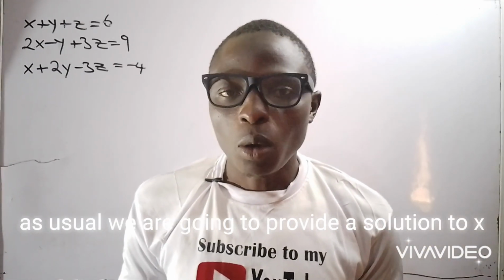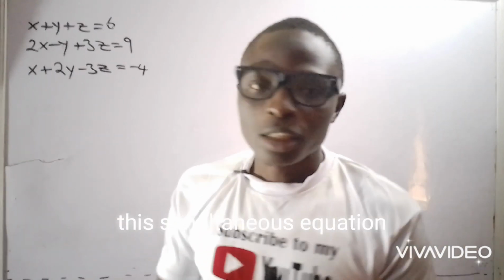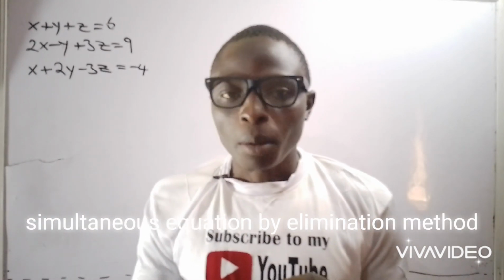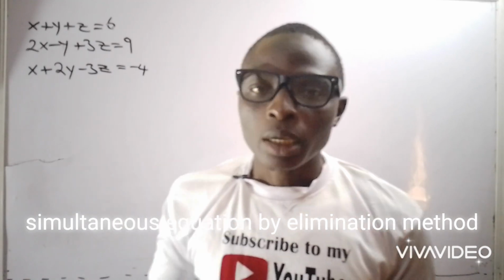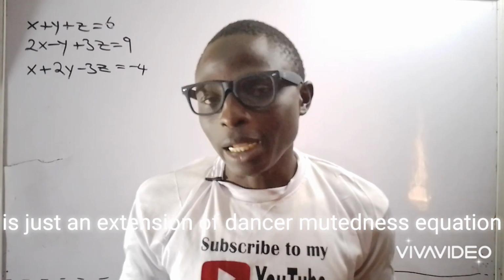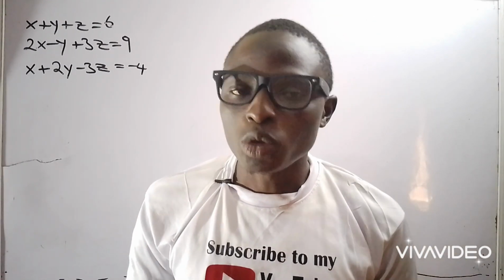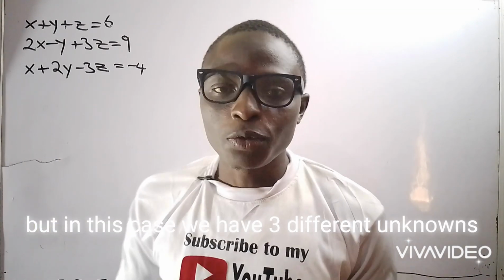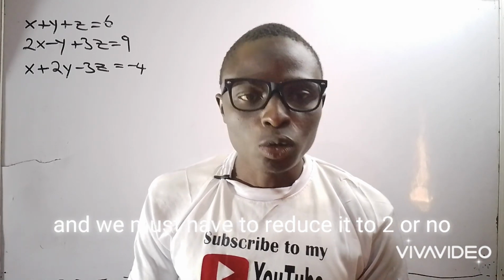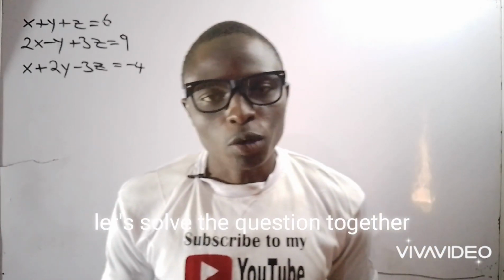Today, as usual, we are going to provide a solution to x, y and z in this simultaneous equation, and we are going to solve this particular simultaneous equation by elimination method. This particular equation we are seeing clearly written on the board is just an extension of that simultaneous equation with two unknowns, but in this case we have three different unknowns, and we must reduce it to two unknowns so that it can easily be handled. So follow me, let's solve the equation together.